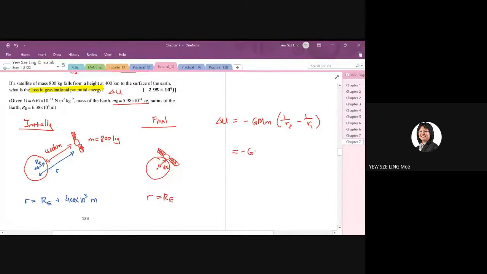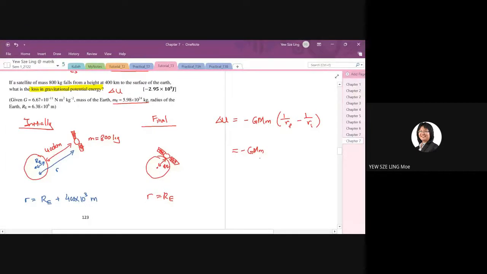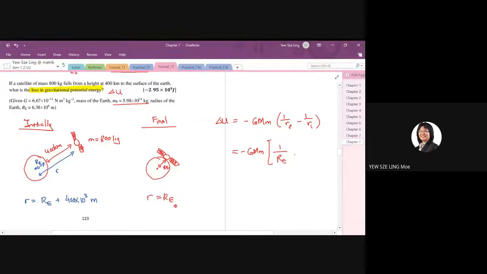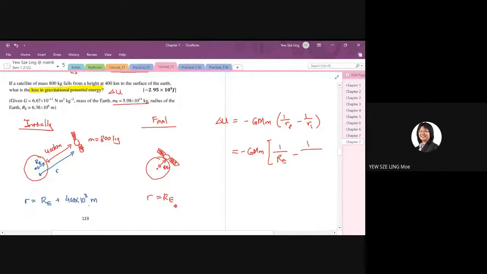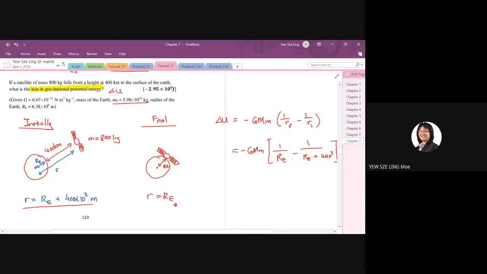Now I leave it to you. You yourself substitute the value. So I'm just going to show you what you should put in the R. So 1 over, now R final is RE. Therefore, RE here minus 1 over, now R initial. R initial we have RE plus 4 times 10 to the power of 3 km. So this is the R that you should use in the calculations.